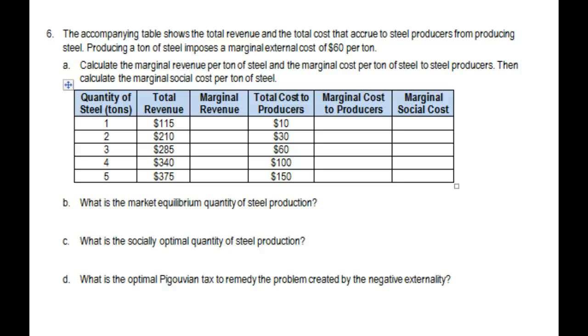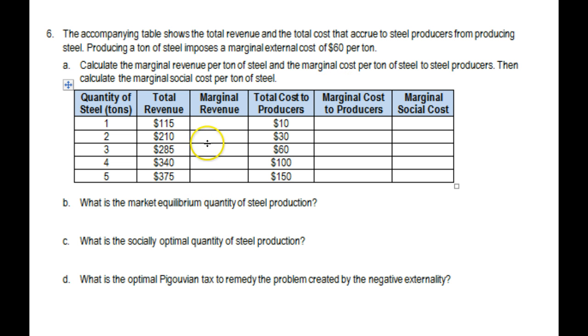Alright, the accompanying table shows the total revenue and the total costs that accrue to steel producers from producing steel. Producing a ton of steel imposes a marginal external cost of $60 per ton. A. Calculate the marginal revenue per ton of steel and the marginal cost per ton of steel to steel producers. Then calculate the marginal social cost per ton of steel.